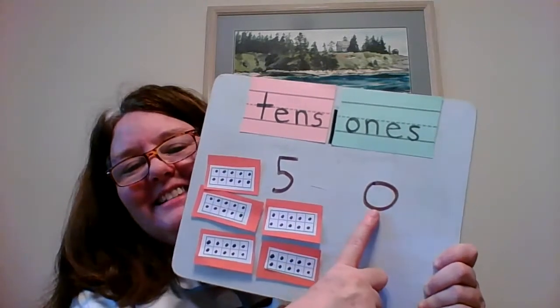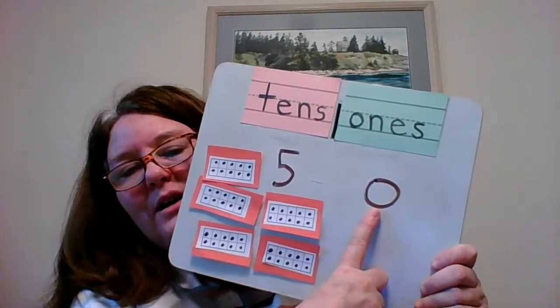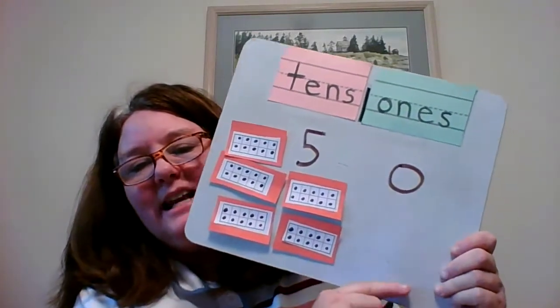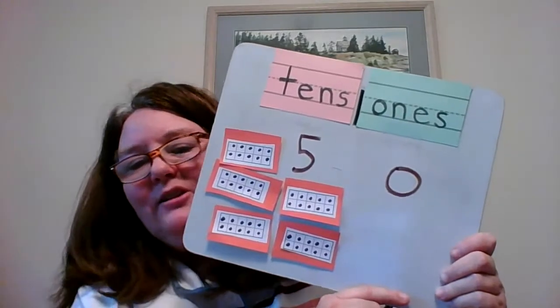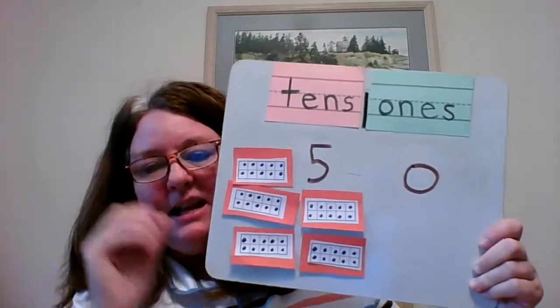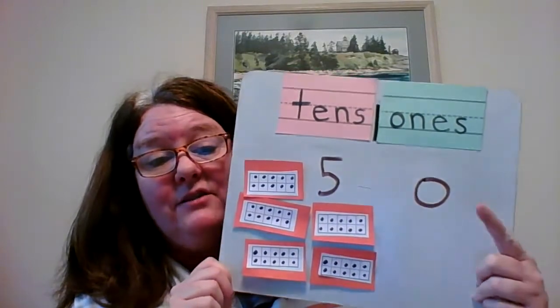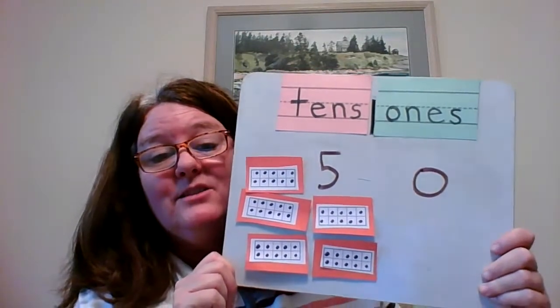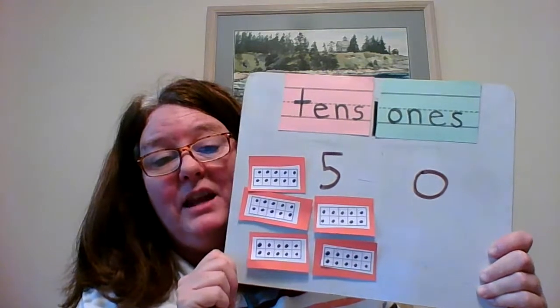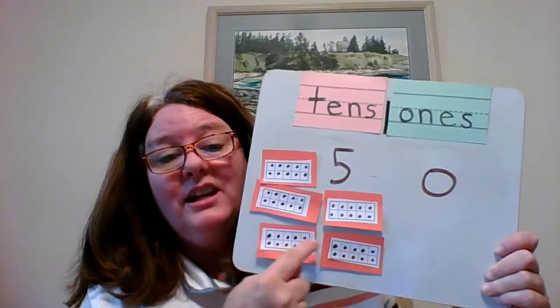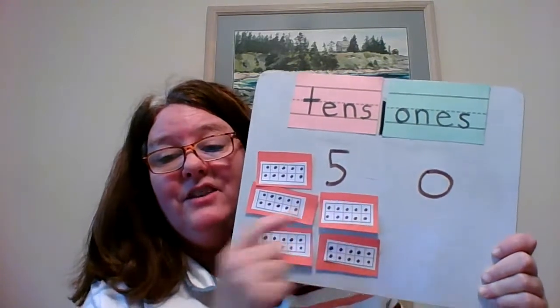Oh, what's this? There's a 0 on the one side. That's telling me I need 0 more 10 frames. 0 means I don't need any more 10 frames. I'm finished. I don't need to put any dots on another 10 frame because of the 0. So let's count it again and you'll see that we have 50. 10, 20, 30, 40, 50.